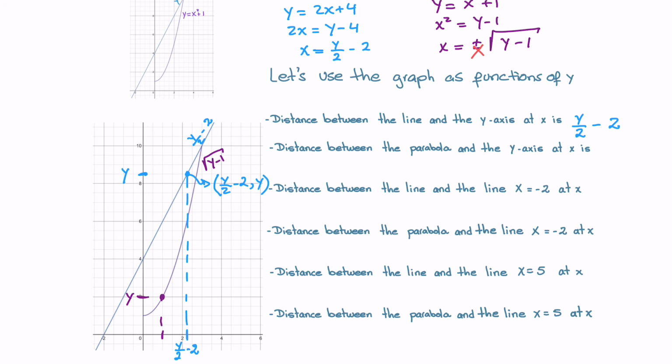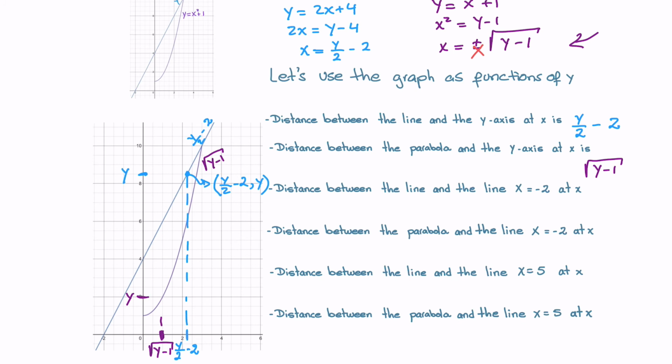Remember, the coordinates of these points are, for x, here, x in terms of y is square root of y minus 1, and then y here. So this point here is square root of y minus 1. Okay? Good. What's the distance between the y-axis and the curve? Yep. Root y minus 1. That's all. Now let's start with the lines.